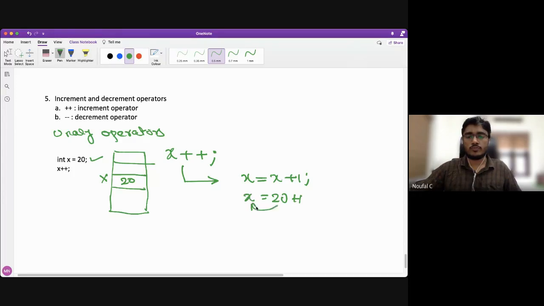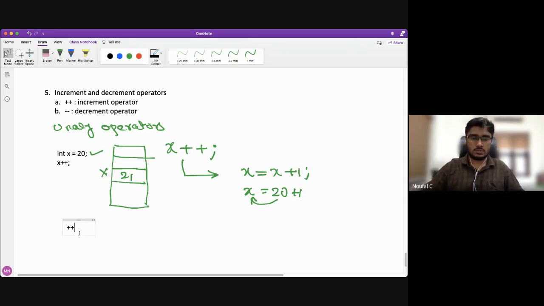So x had the value 20 and now 21. The value is increased by 1, an increment. What I can do is use the plus plus operator. So what does plus plus do? Plus plus is used to increment the value of the variable by 1.